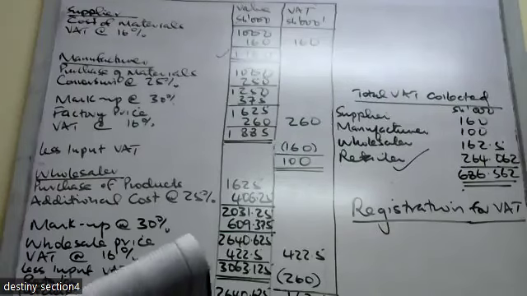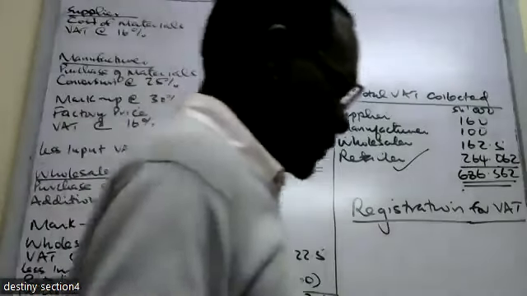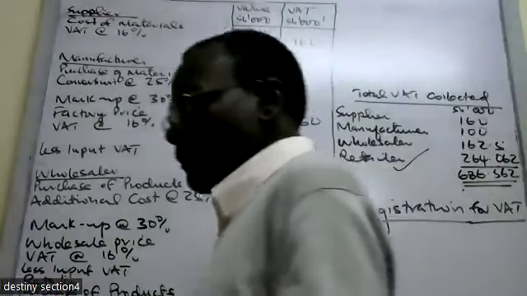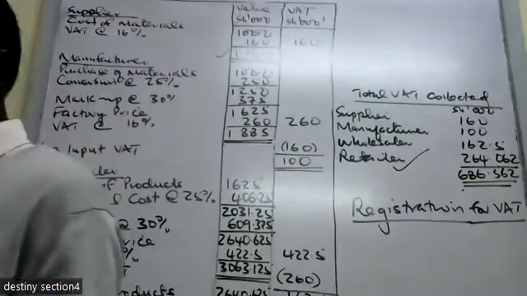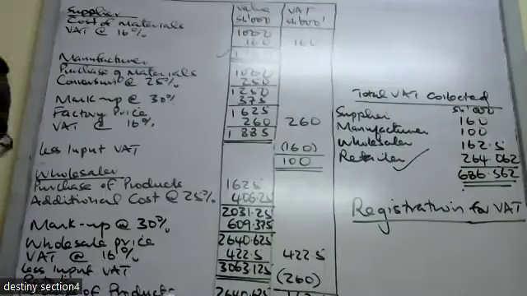Next point, any person who meets the above conditions is a taxable person, and should within 30 days of becoming a taxable person, apply for registration.